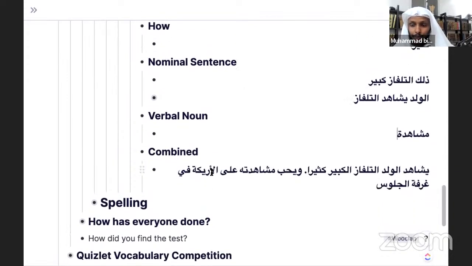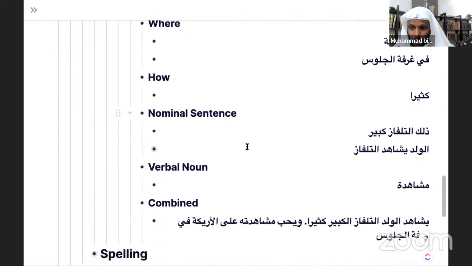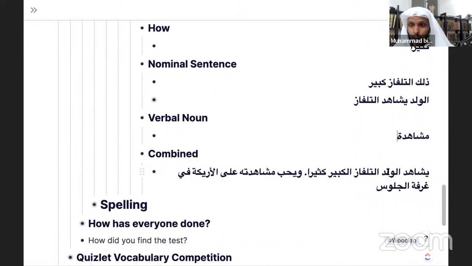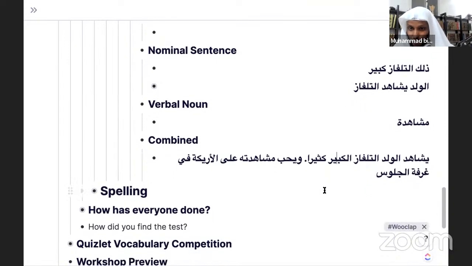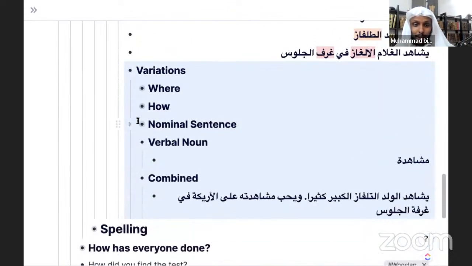Alright, let's combine all of this. يشاهد الولد التلفاز الكبير. I suppose one of you used كبير as well. All of them are فتحة. التلفاز is مفعول به. This is an adjective. كثيرا, a lot. ويحب, and he loves, مشاهدته, watching it, i.e. the TV. So I used مشاهدة again. Here we have the verb يشاهد, and here we have the actual verbal noun. ويحب مشاهدته على الأريكة, on the sofa, في غرفة الجلوس, in the living room. So that's how I have combined all of your answers into one big paragraph.